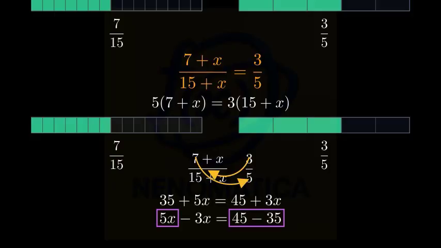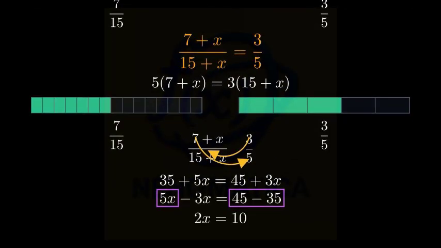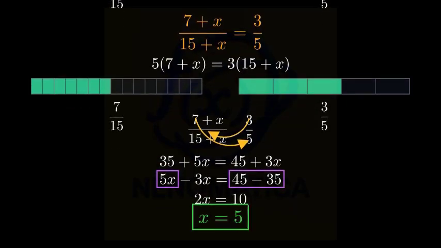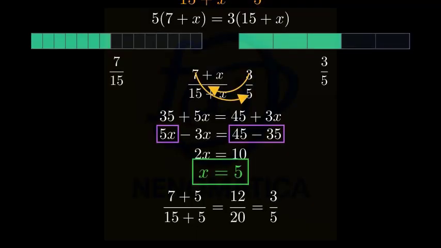Now simplify both sides. 2x equals 10. Finally, divide both sides by 2. x equals 5. Quick check. Adding 5 to both numbers gives 12 over 20. That reduces to 3 over 5. So our solution is consistent.